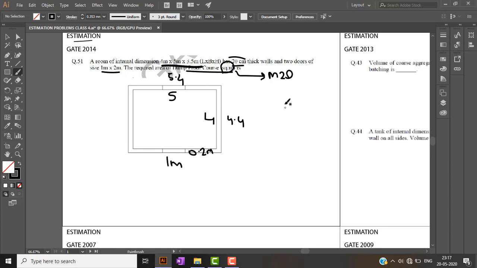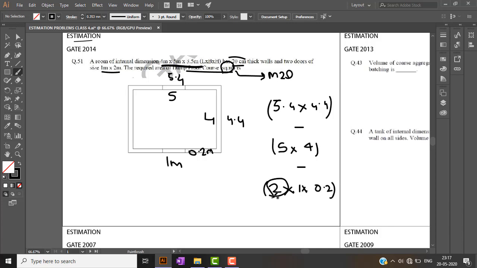So the area of DPC will be 5.4 into 4.4, which is the external area, minus 5 into 4, which is the internal area, minus the door area, 2 into 1 into 0.2, 2 because there are two doors. So this equation will give us the area of DPC required. DPC is done only on the base of the walls, only in this area. It's not done at the base of the doors.